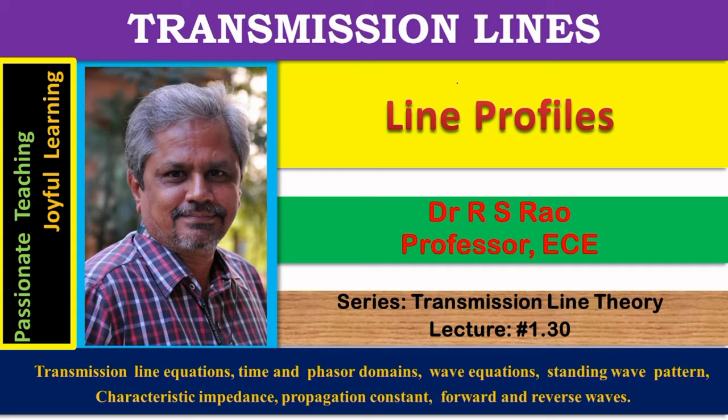Now over the line there are two waves, forward wave and reverse wave. Interference takes place between them, resulting in standing wave pattern. All these waves, forward wave, reverse wave, standing wave too, they are associated with voltages, currents and also impedances. The voltage and current over the line, they are governed by certain equations. These are in two sets.